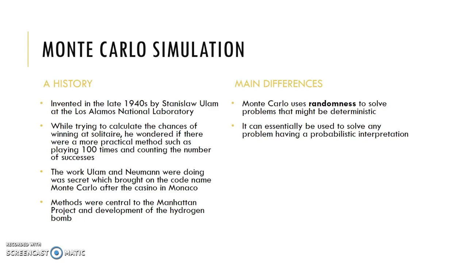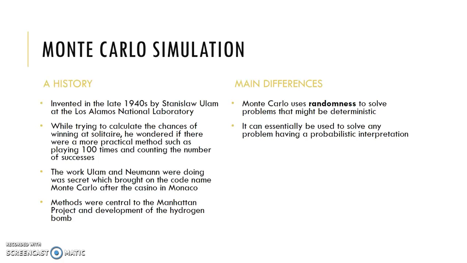So it was invented in the late 1940s by Stanislaw Ulam at the Los Alamos National Laboratory. He was playing solitaire, and he was interested to see if there was a more practical method, like playing many times to count the number of successes. The way you can order 52 cards is very many combinations, permutations.